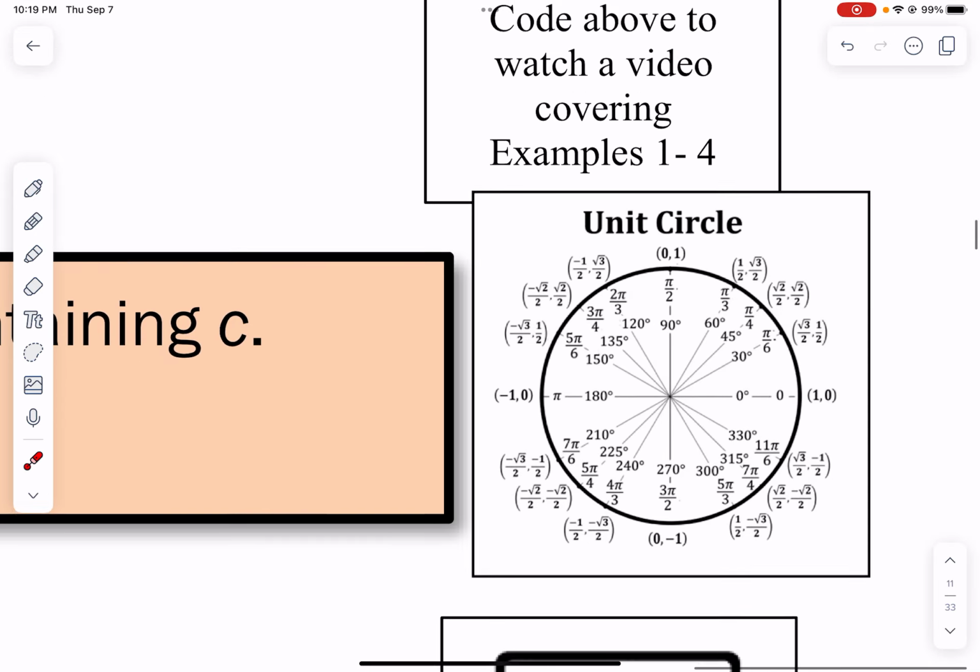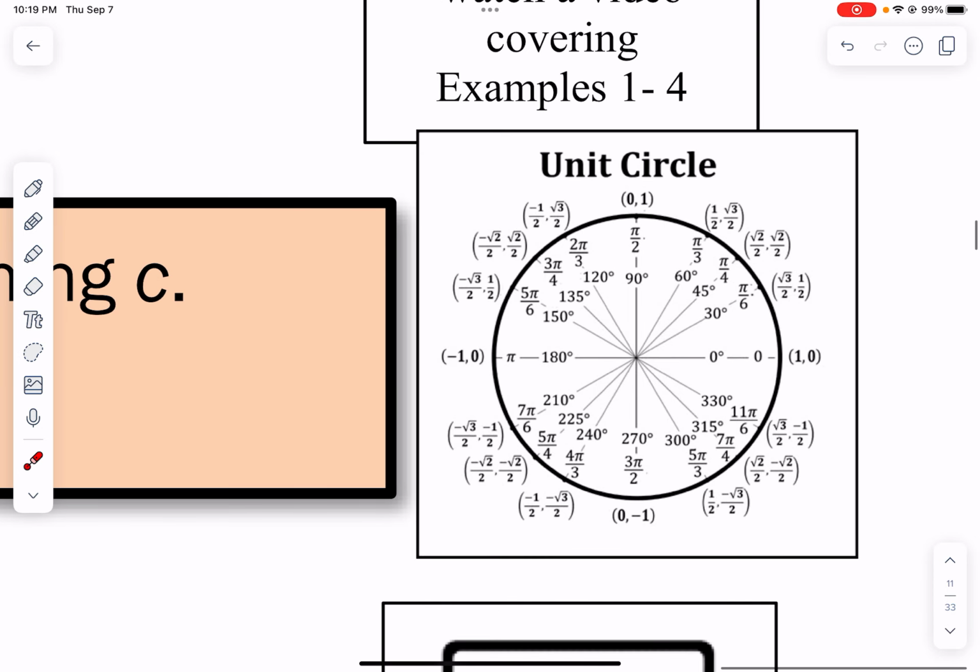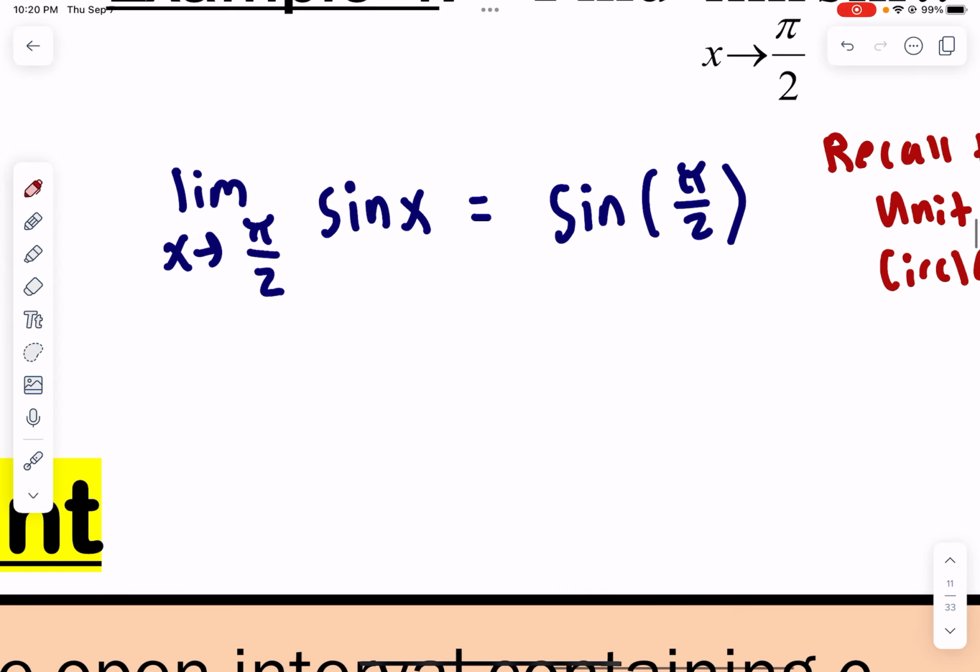Please recall that if you look at the unit circle, pi over 2 is really an equivalent angle of 90 degrees. So at pi over 2, we are at the coordinate (0, 1). And please recall that when we're talking about the unit circle, the y-coordinate of this point will be your sine value. So if you look at this point (0, 1), the y value is 1. So therefore, the sine of pi over 2 is equal to 1.